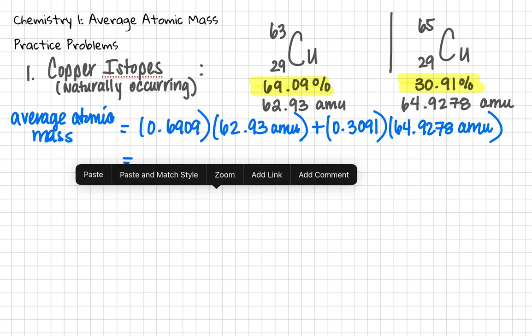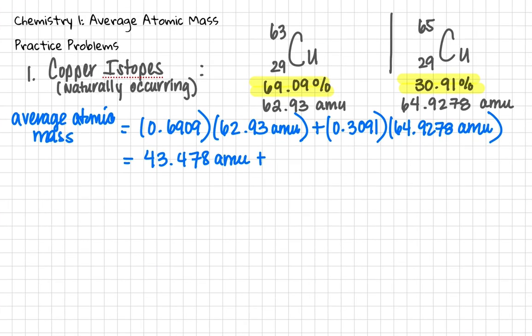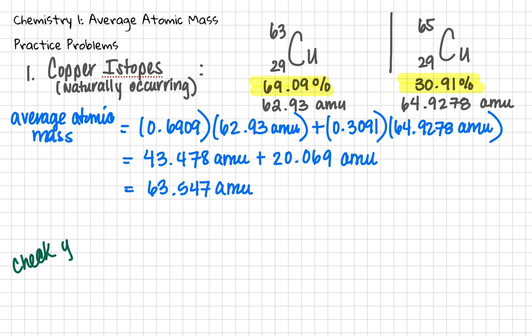Doing the math in the calculator, this first term of multiplication, the 0.6909 times 62.93 is 43.478 AMU. And then when you do the math on this side, it is 20.069 AMU. Then we're going to add, and then the answer is 63.547 AMU. And these particular problems, you can check your work. So I'm going to put over here, check your answer to see if it makes sense.